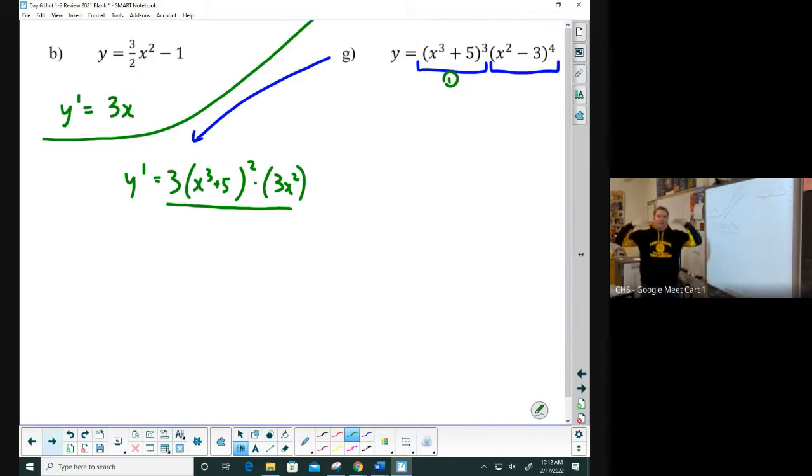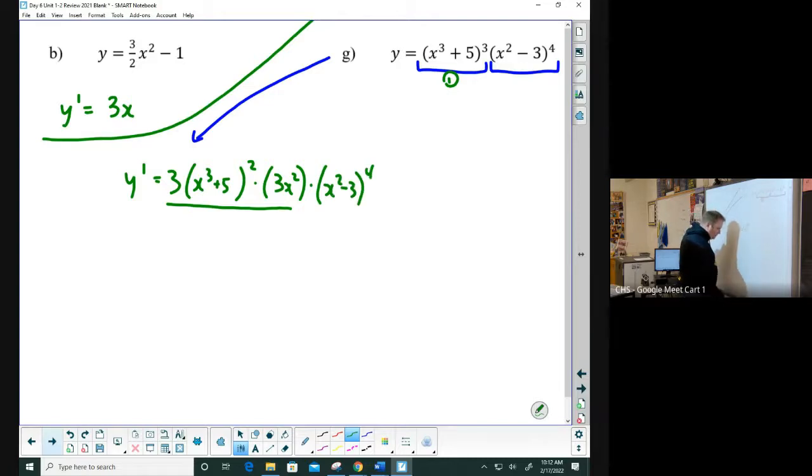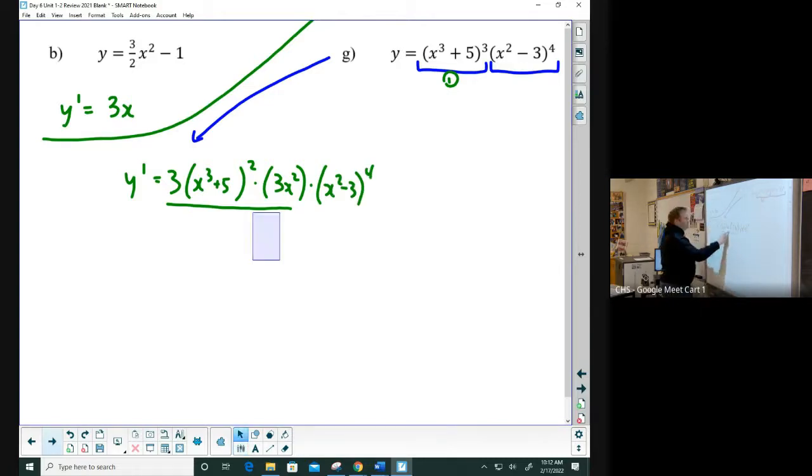This is where I snap back out of that and remember that I'm in the product rule. And the product rule is the derivative of the first times the second. So now I gotta go times x squared minus 3 to the power of 4. I'm already nervous about running out of room, so I'm just gonna move everything over a bit more.